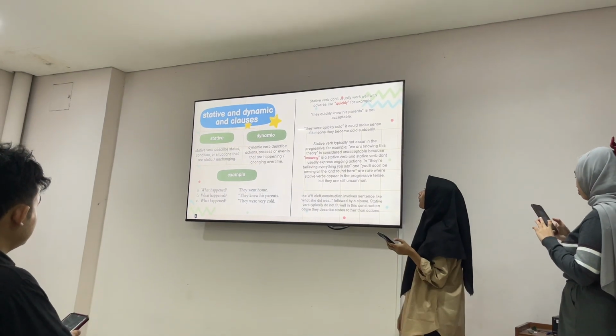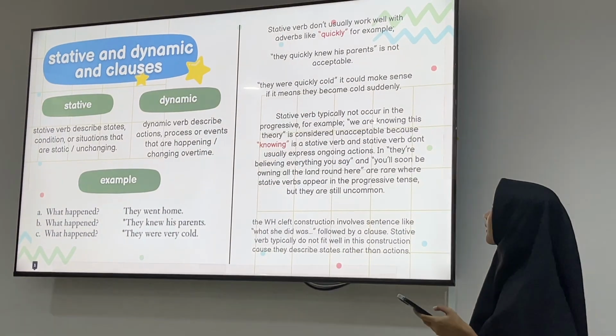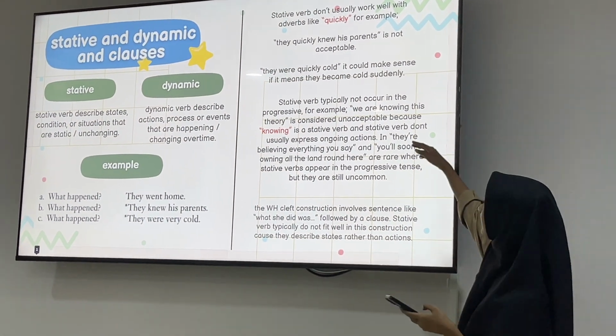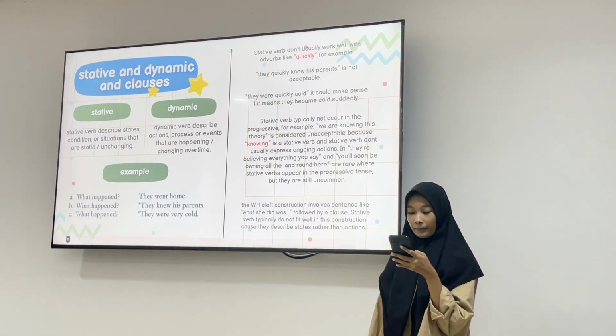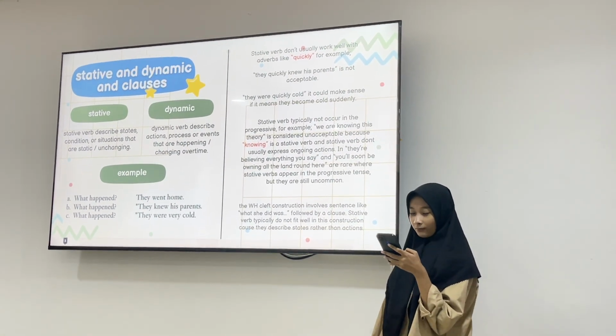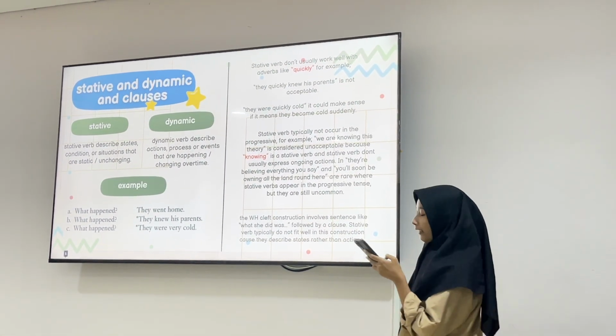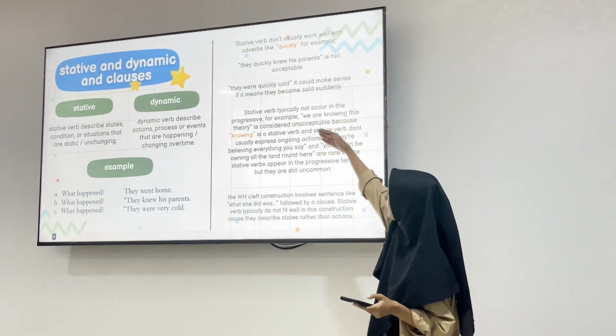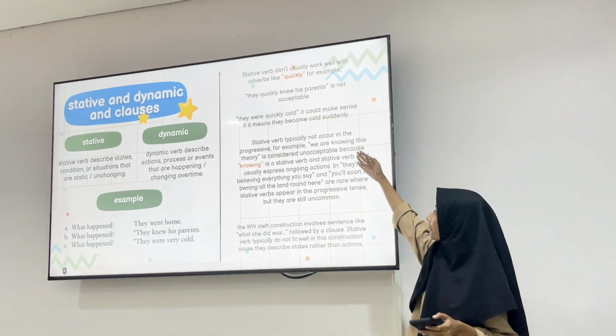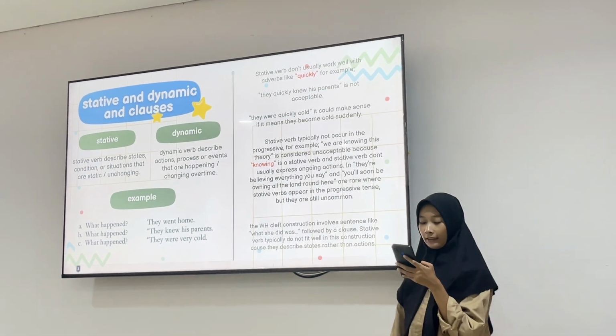So static verbs don't usually work well with adverbs like quickly. For example, in here, they quickly knew his parents. This is not acceptable because knowing is not an action that can happen quickly. But they were quickly cold could make sense if it means they became cold suddenly.